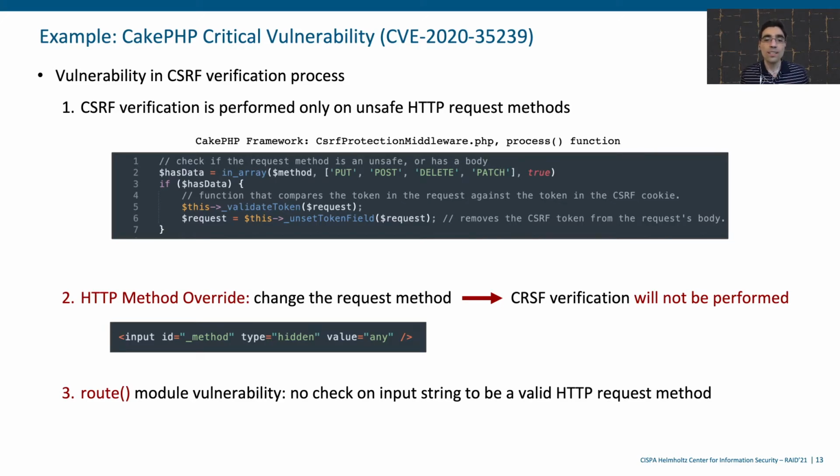Now, this is only one example of missing checks on request HTTP methods, but actually during our study, we identified that 25 out of the 39 frameworks with a token-based defense are vulnerable to this threat.